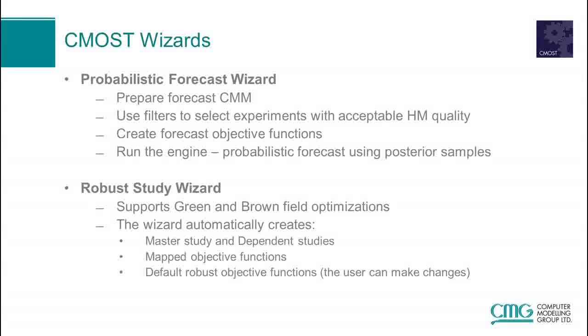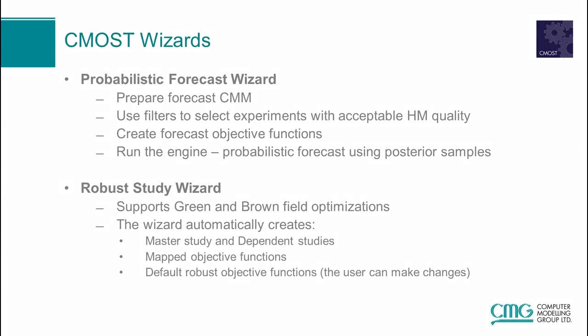To help support this, we've also introduced some additional wizards in CMOST. There's a wizard for the probabilistic forecast, which helps prepare the master file, which CMOST requires. You can also use filters to select your experiments with the acceptable history match quality, as I previously mentioned. Also creating and forecasting the objective functions and setting up and running the engine and probabilistic forecast using the posterior samples that you get from the history match side.